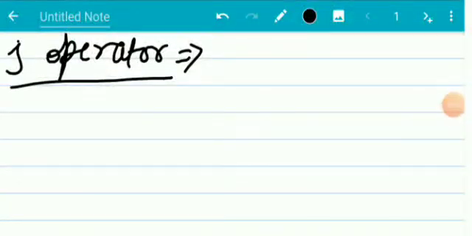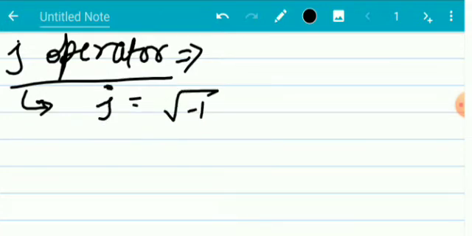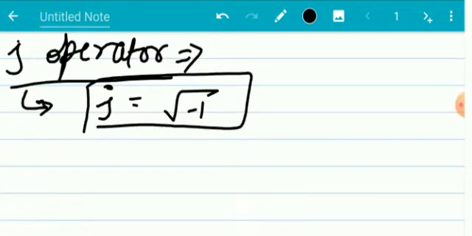Hello everyone. So the topic today which we are going to discuss is J operator and its significance. First of all, we will try to understand what is J operator, and then later on we will study its significance. Now if we say what is J operator, then it is a mathematical operator. Its value is under root minus 1. It's an imaginary quantity.